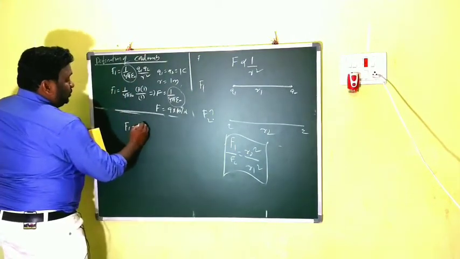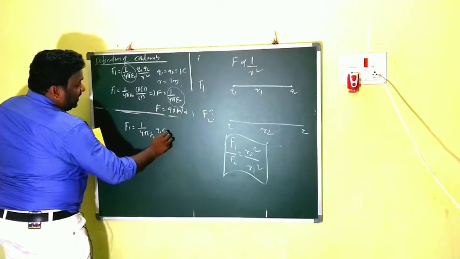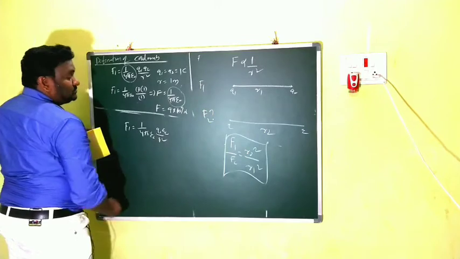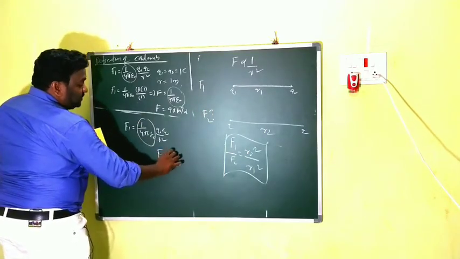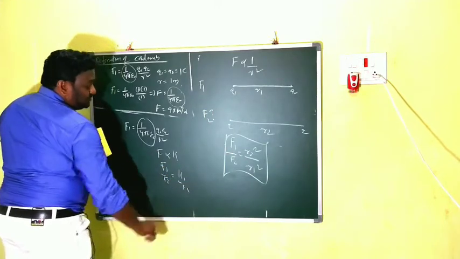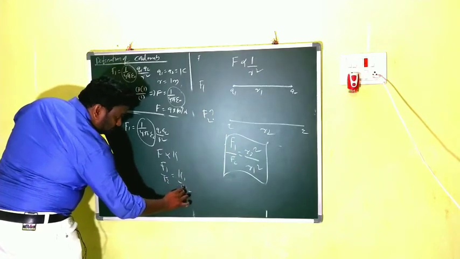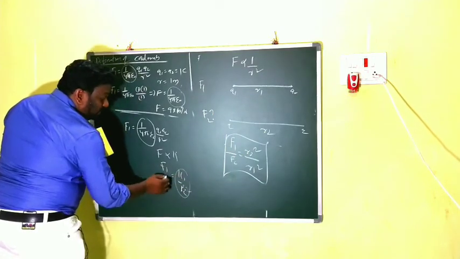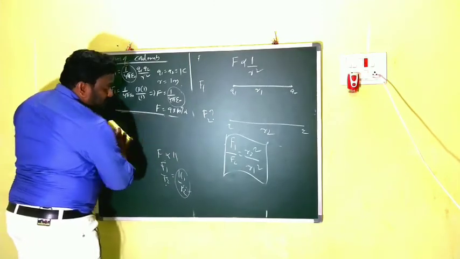F1 is equal to 1 by 4 pi epsilon naught Q1 Q2 by R square. For example, here it is K. Then F is proportional to K, so F1 by F2 is equal to K1 by K2. Then also we can find out the forces. So the problems may be of different types.